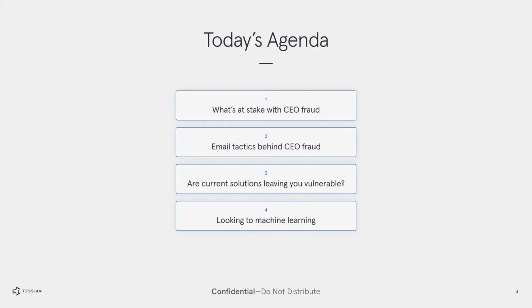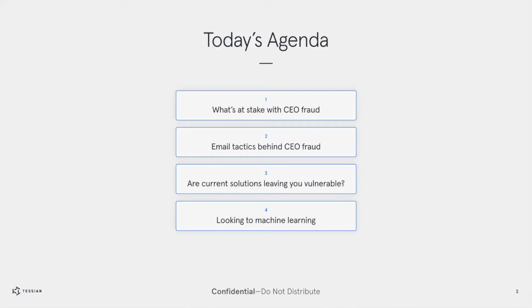Following that, we're going to take a look at the specific email tactics that attackers use when executing CEO fraud. How are the attackers impersonating CEOs? How are they impersonating senior level execs and coercing employees to engage in activity and make actions that they would not usually make? And following that, we're going to look at the current solutions that are available that are intended to protect organizations against internal impersonations such as CEO fraud.